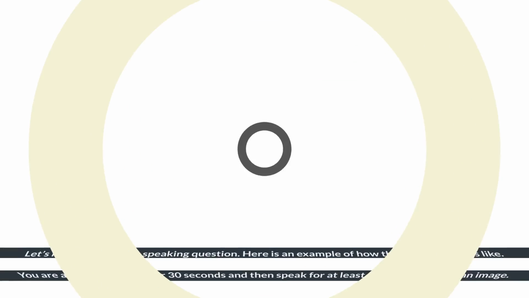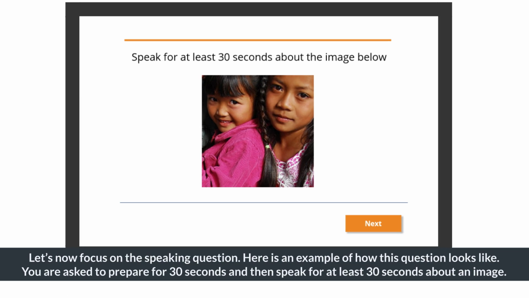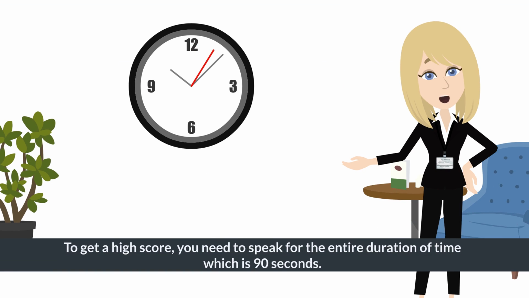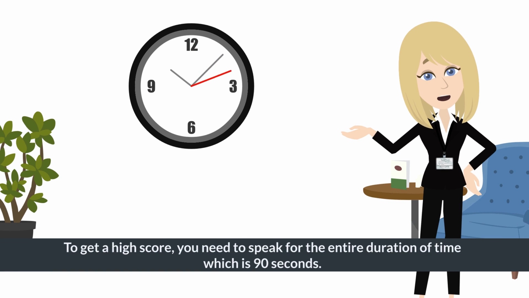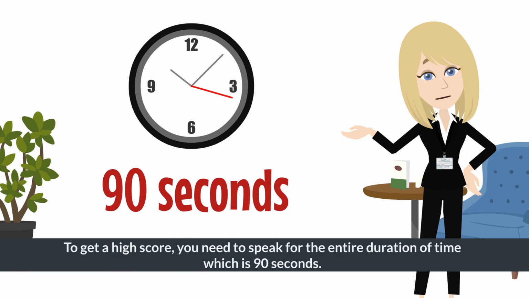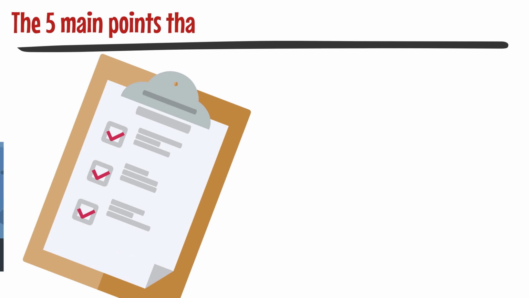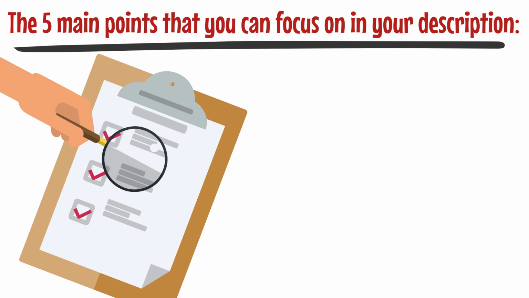Let's now focus on the speaking question. Here is an example of how this question looks like. You're asked to prepare for 30 seconds and then speak for at least 30 seconds about an image. To get a high score, you need to speak for the entire duration of time, which is 90 seconds. Here are the five main points that you can focus on in your description.